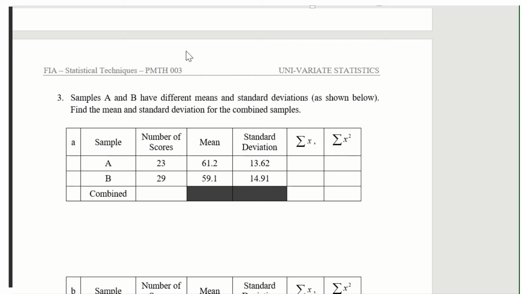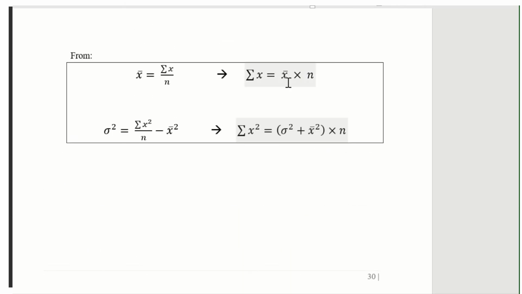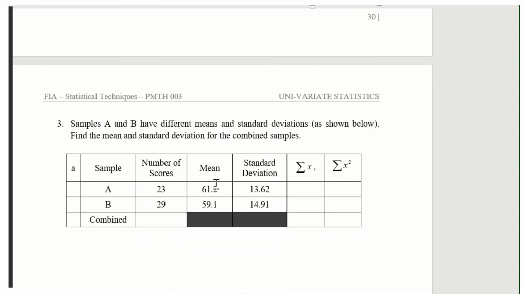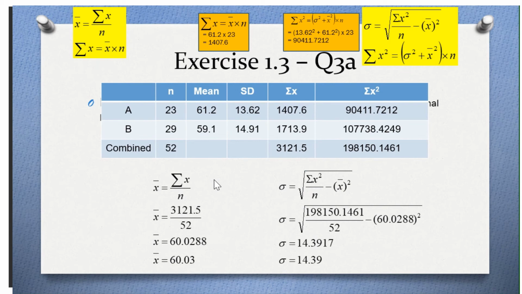So sample A and B have different means and standard deviations. We're going to find the combined. How to find the combined mean? First of all, I need to find the sigma x and sigma x squared. How to find sigma x? Taught you this before. Mean times n. I have the working here, so I'll use this. So sigma x is mean times n. So 61.2 times 23, you get this value.